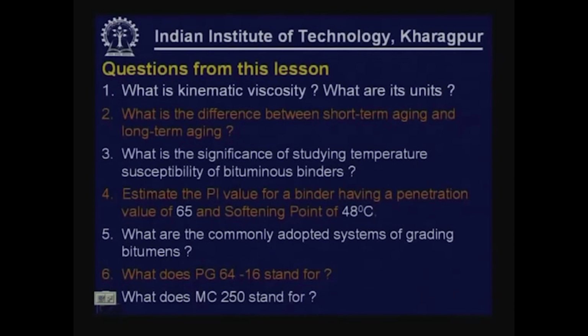Question 4: estimate the PI value, that is penetration index value, for a binder having a penetration value of 65 and softening point of 48 degree centigrade. Question 5: what are the commonly adopted systems of grading bitumens? Question 6: what does PG 64 minus 16 stand for? Question 7: what does MC 250 stand for?